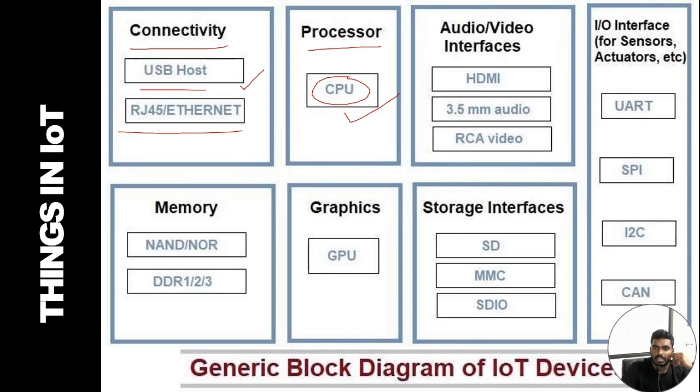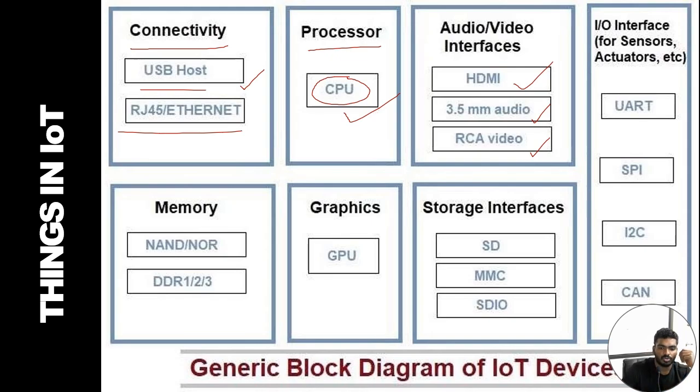Okay, and coming to audio and video interfaces, here we have HDMI, 3.5 mm audio, and RCA video. So what is HDMI? We all know about HDMI. HDMI refers to High Definition Multimedia Interface. It is used to send high resolution quality audio and video signals to displays like smart TVs in our homes or the projectors that we use in our colleges, etc.